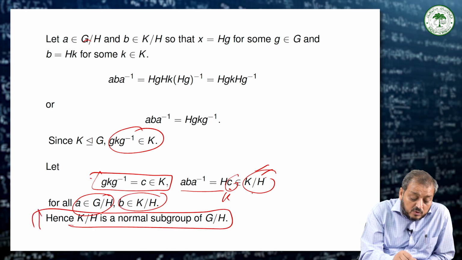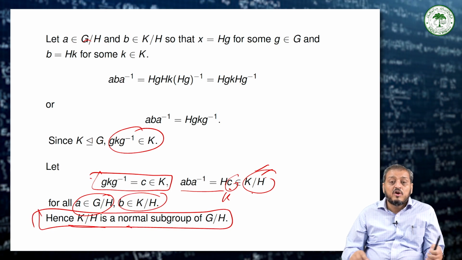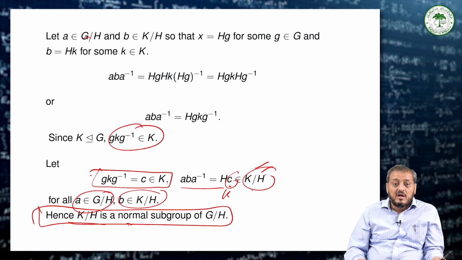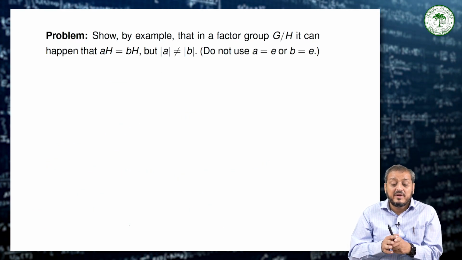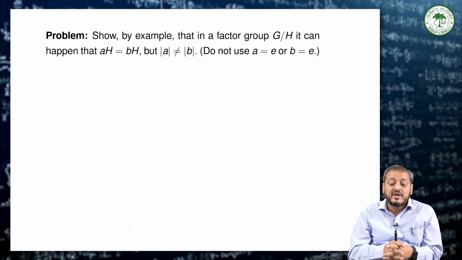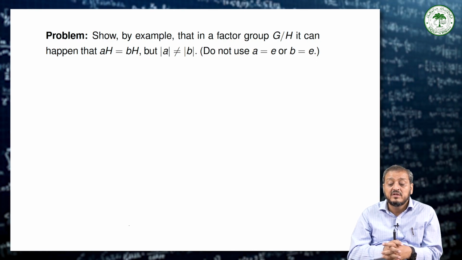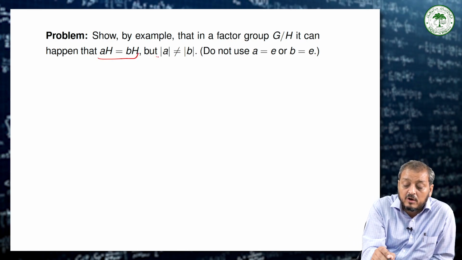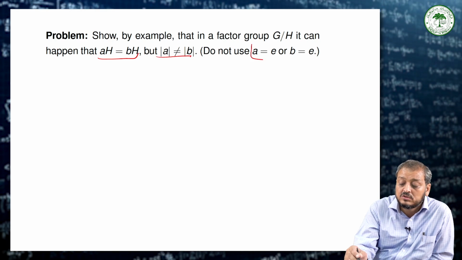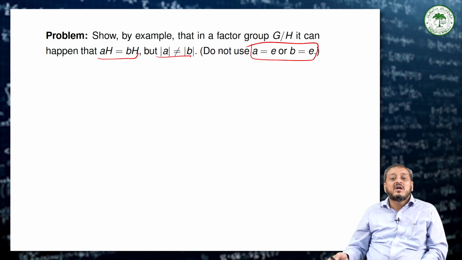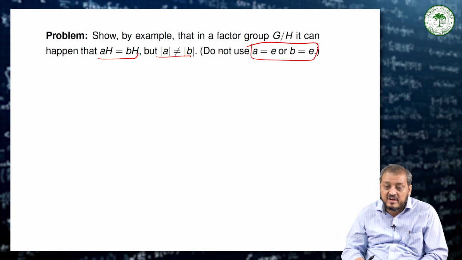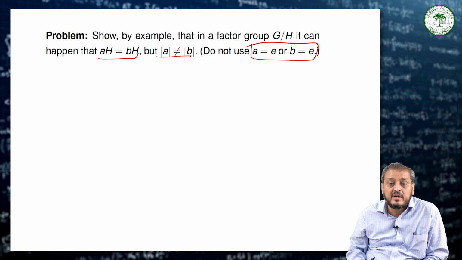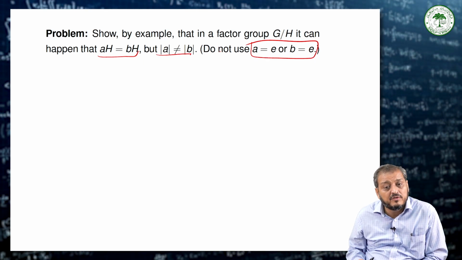So we have shown that this is a normal subgroup of G/H. Okay, so one more problem: show by example that in a factor group G/H it can happen that AH and BH are the same, but the orders of A and B are not equal. We use A not equal to identity or B not equal to identity, because if we have the identity, then it's trivial. So we take non-trivial elements. So AH is equal to BH, but the order of A and the order of B differ.